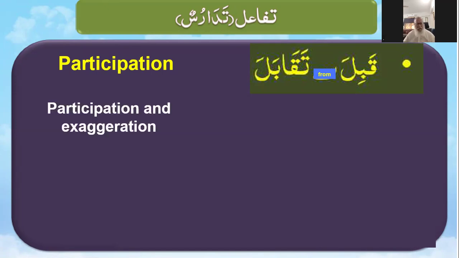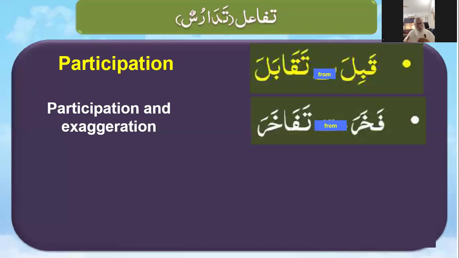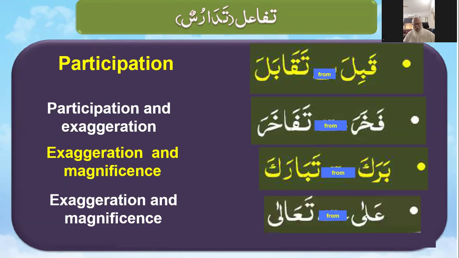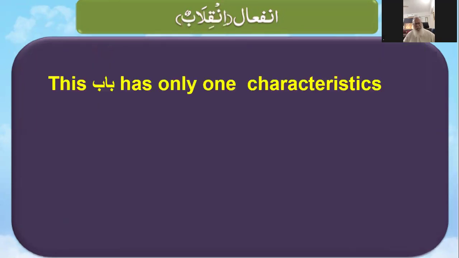That is called participation. Example is fakhara, tafakhara. One person can't tafakhara. Then when there are two or three more, then you say this one has more wealth, this has more status, this has more power than that one. So comparison comes here. Baraka, tabaraka, Allah ta'ala.